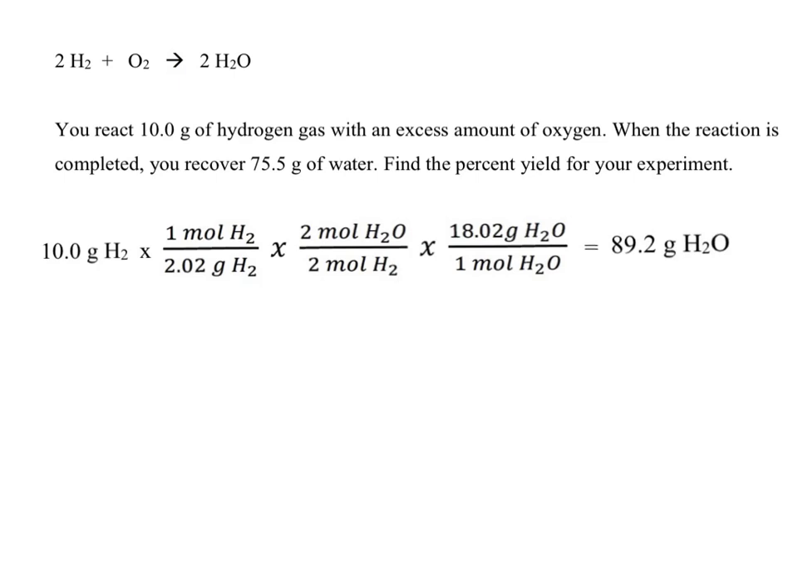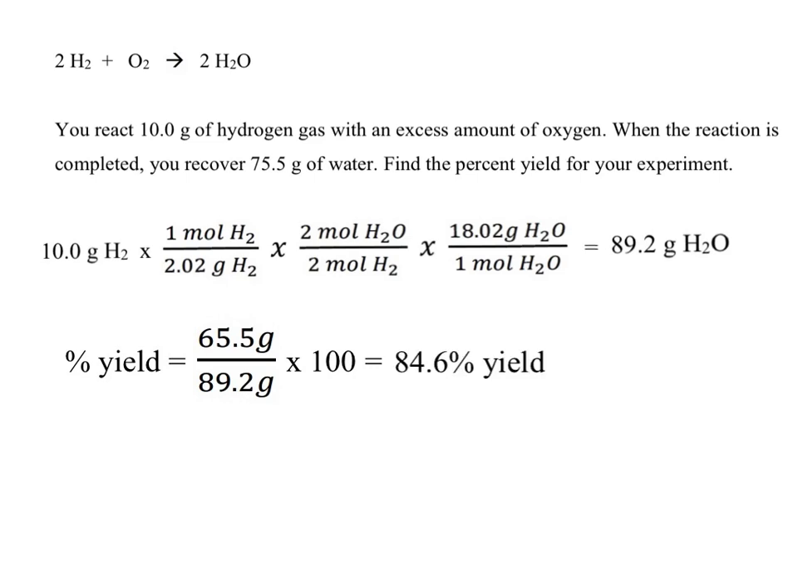Now we can do a percent yield calculation with 75.5 grams of water being our experimental amount and 89.2 grams of water being our stoichiometric or ideal amount. When we do out the math, we should arrive at an answer of 84.6% yield. So this is how we do a calculation for percent yield involving stoichiometry.